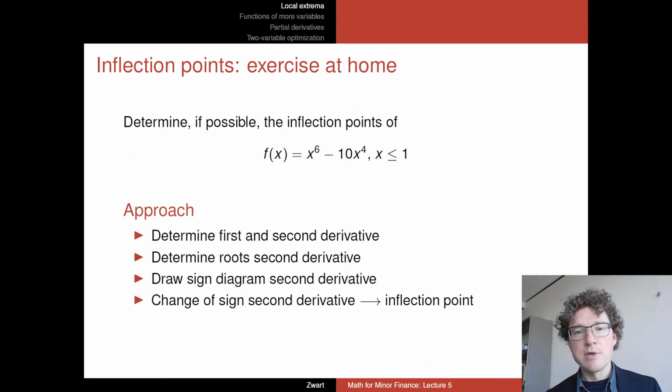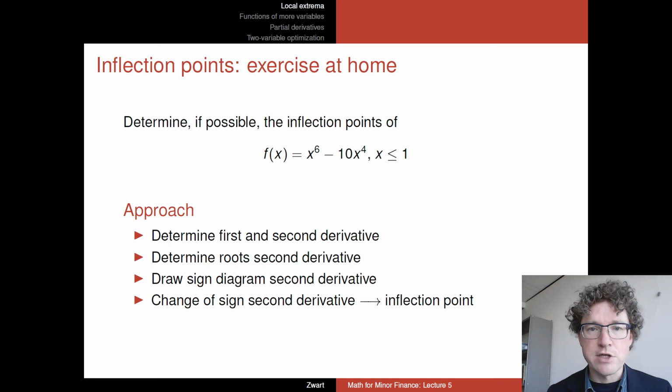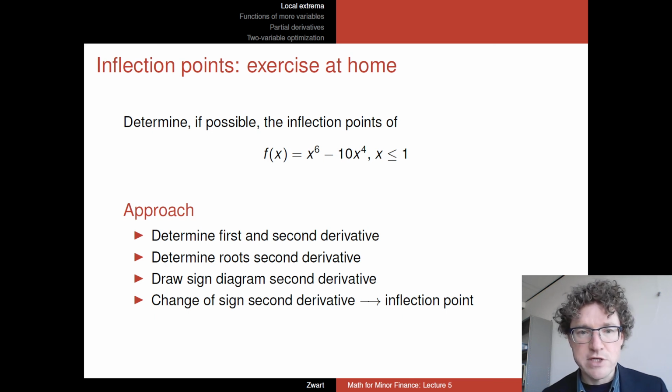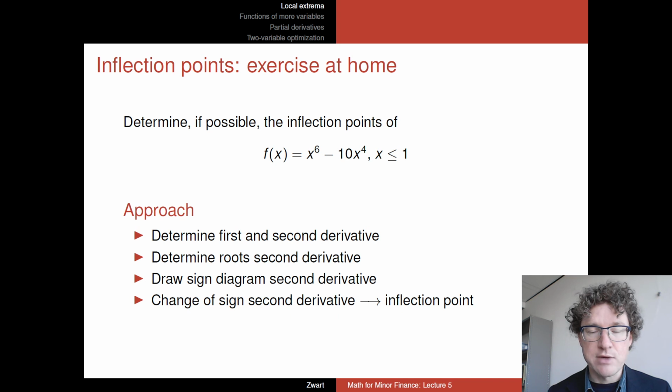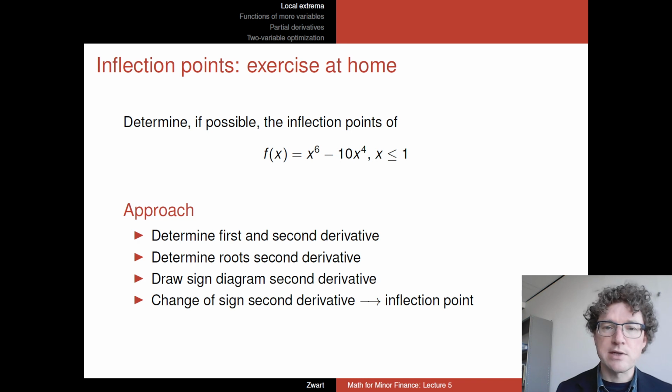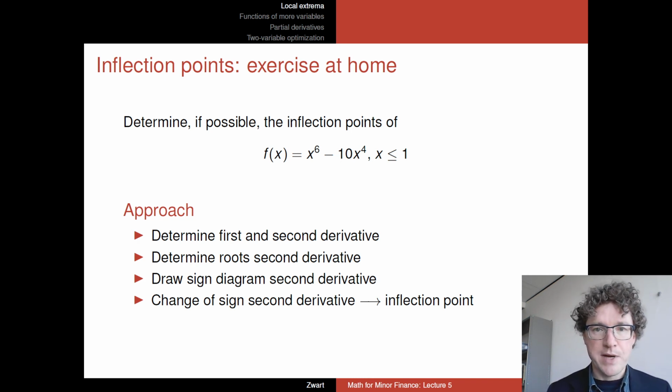I'm not going to go too deeply into that now, but you can try for yourself for this simple function. We have some function f of x, x to the 6 minus 10 times x to the 4th, defined for all x smaller than 1. If you are asked to determine the inflection points of this function, what should you do? Well, first you would have to find the second derivative. In order to do that, the first thing you do is find the first derivative, obviously. Then you determine the roots of the second derivative, which is nothing else but finding out for which x the second derivative is equal to 0. Then draw the sign diagram for the second derivative, so that you can check whether at these zeros the second derivative actually changes sign. And if it does, then you are looking at an inflection point. So try this out and look at the answer at the end of the slide deck or in the book.